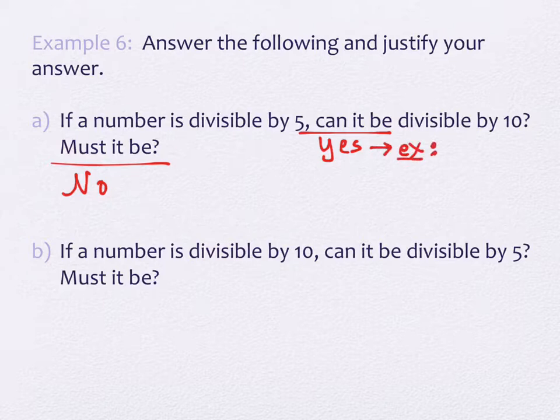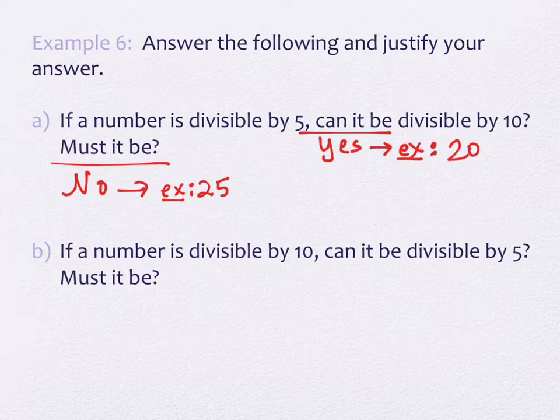20. 20 is divisible by 5, and it's also divisible by 10. So must it be? Give me a counterexample. Yeah, 25. 25 is divisible by 5, not divisible by 10. Very good.